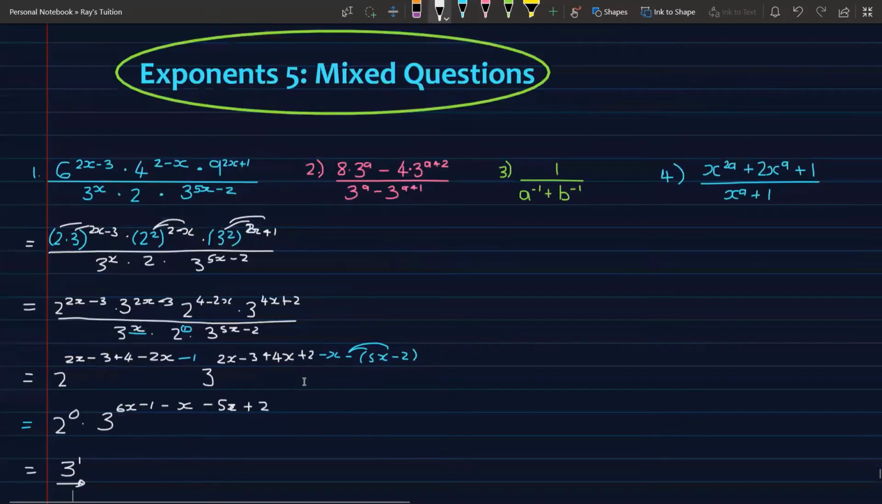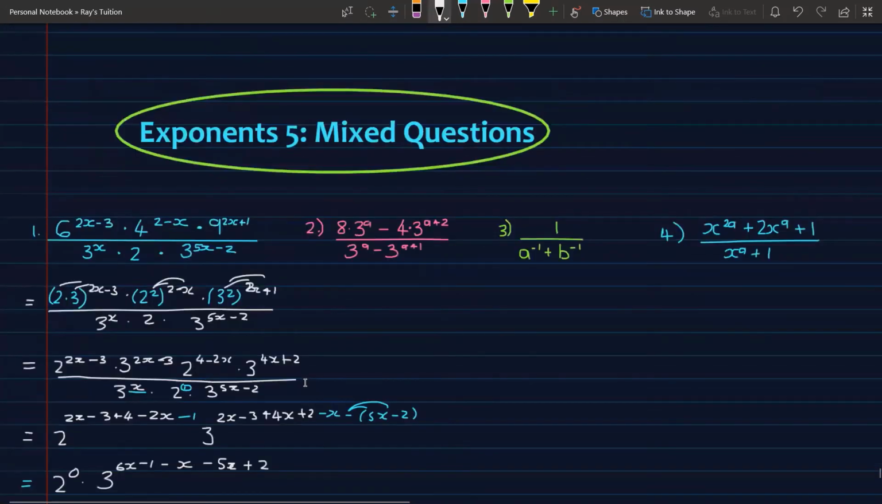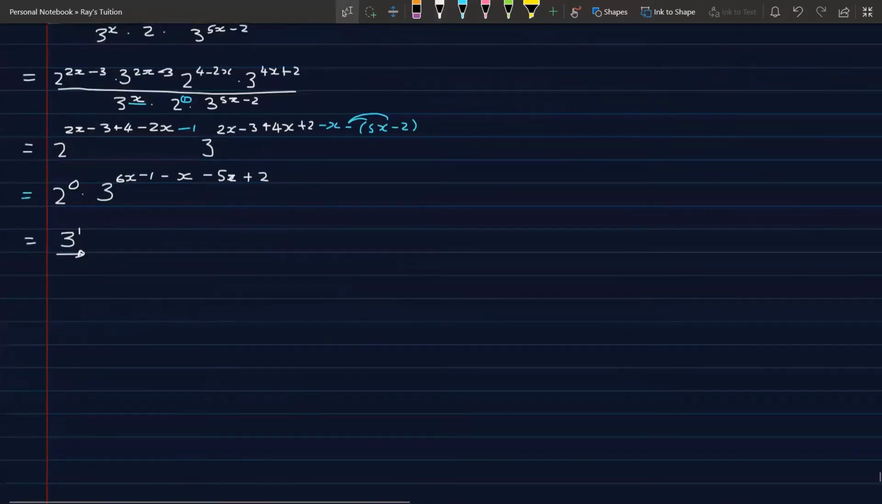Okay, let's look at number 2. I'm going to rewrite number 2 at the bottom over here, so we have some space. So what we have is 8 times 3 to the power of a minus 4 times 3 to the power of a plus 2 all over 3 to the power of a minus 3 to the power of a plus 1. Okay, so the trick over here is to factorize. We can never cancel over plus or minus, so we have to factorize.